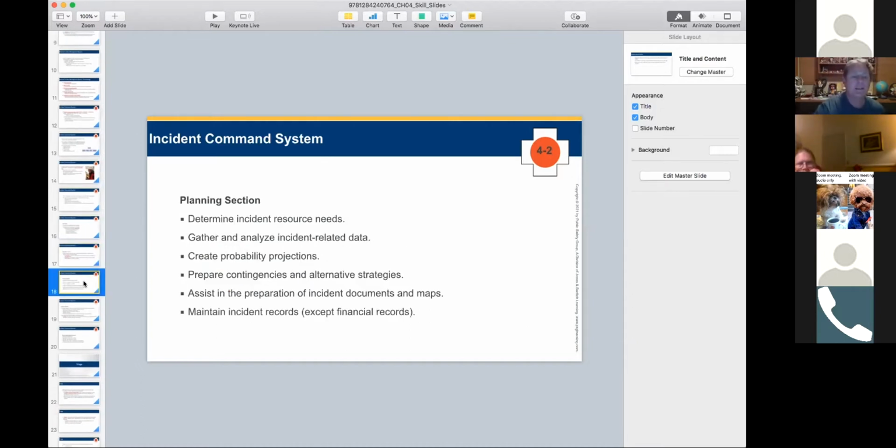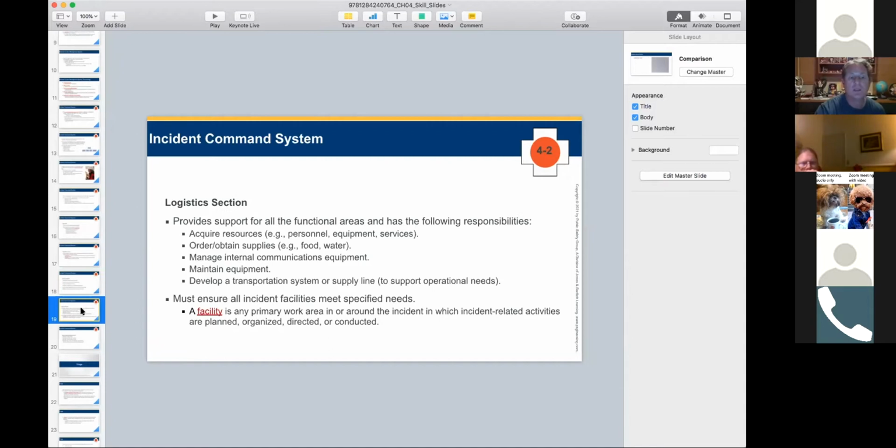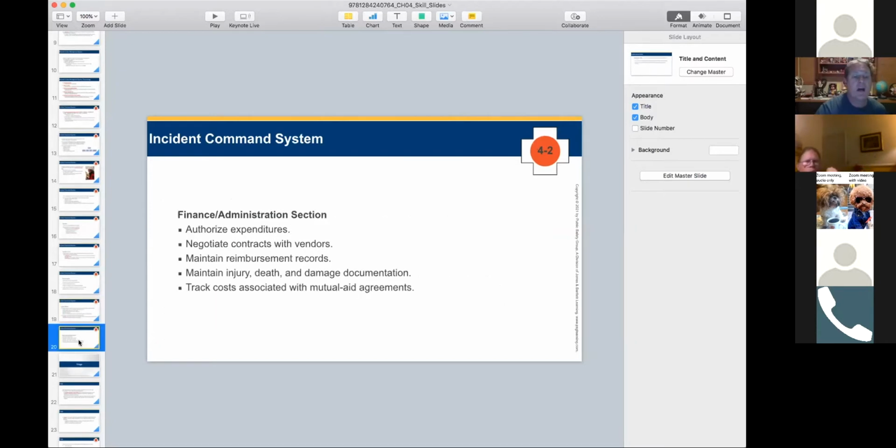Anybody looking at this slide see anything that they would be ready to do as a planning section in the incident command? The only thing would be to maintain incident records and documentation, which would be report writing. So if we needed to, we could assign somebody to start doing the report writing, taking down notes. Logistics, again, acquiring resources, supplies. You're not going to need to know any of that.